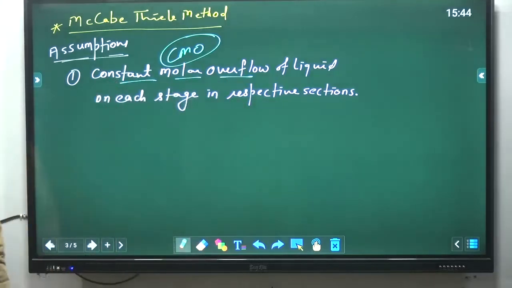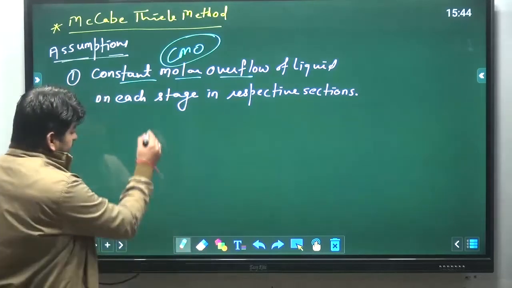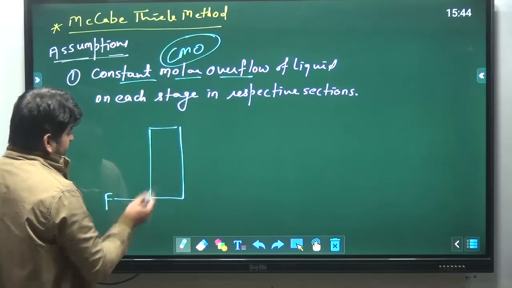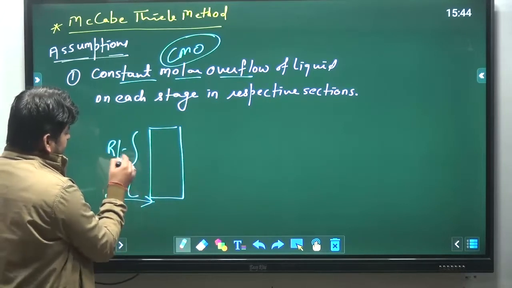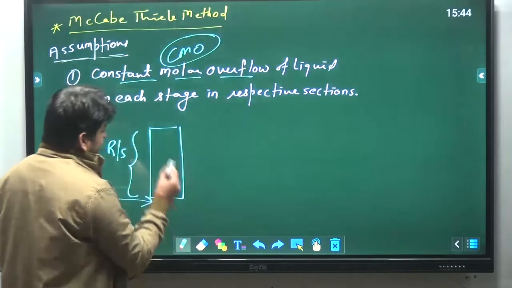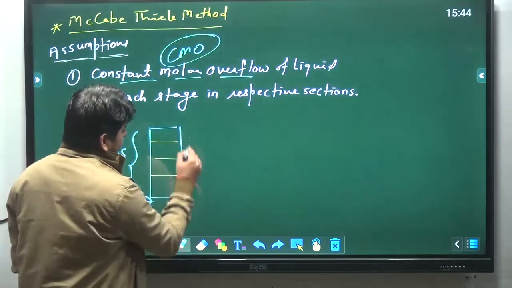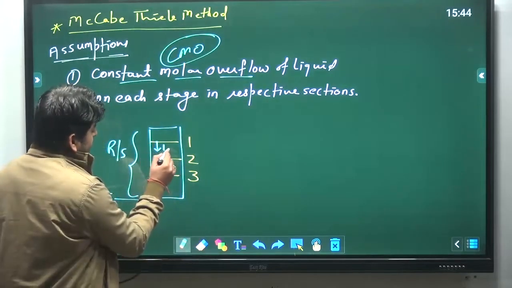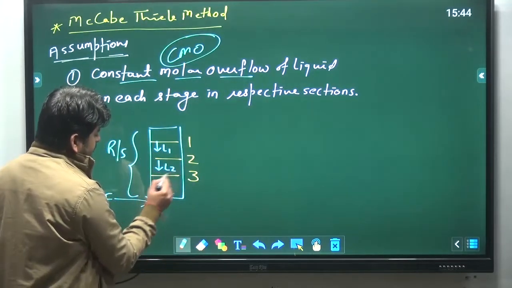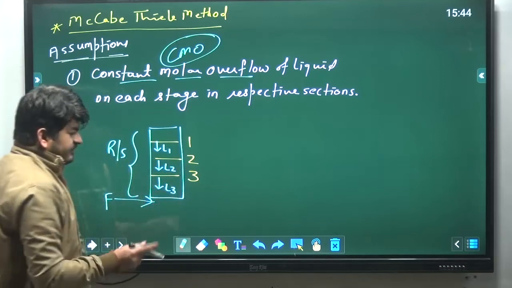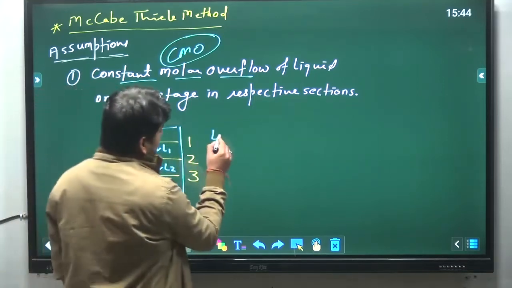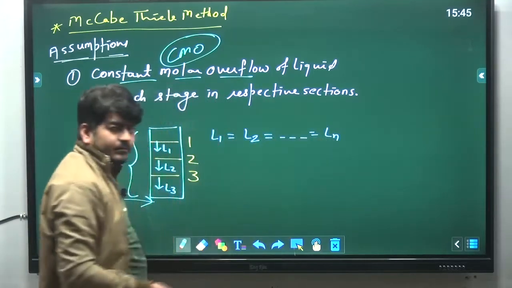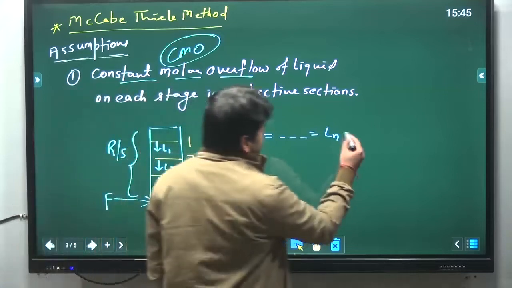Okay, what is CMO? See, this is the distillation column, this is some feed, and this is the rectifying section, let's say. Here in the rectifying section, if we have, let's say, 3 stages, they are saying the liquid flow rates L1, L2, L3 will be equal, and let's say that is L.